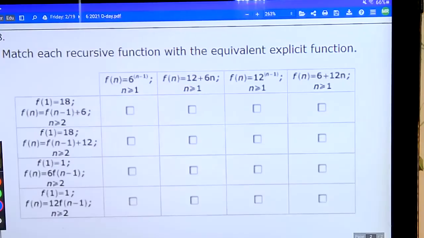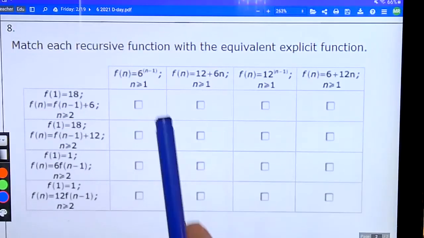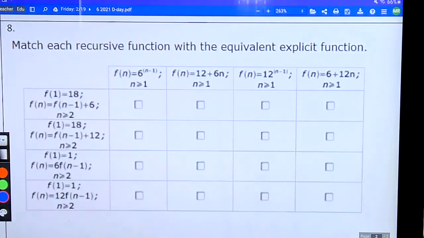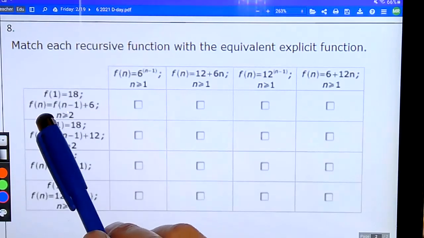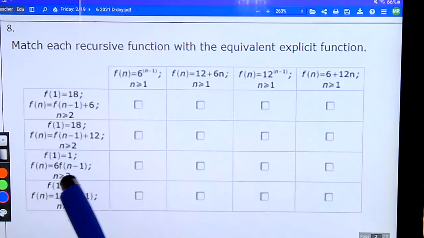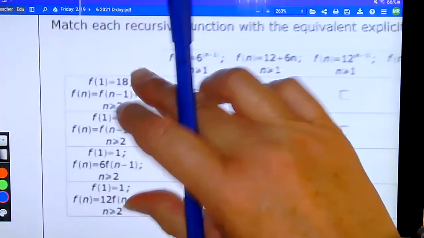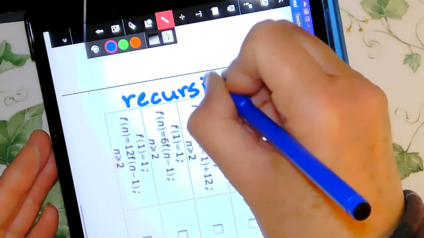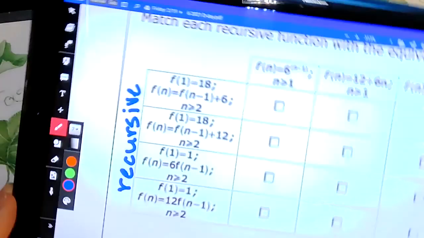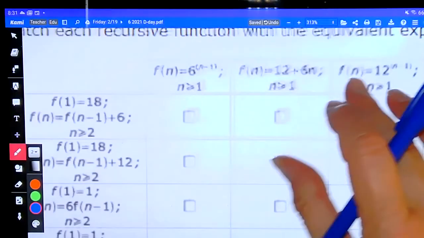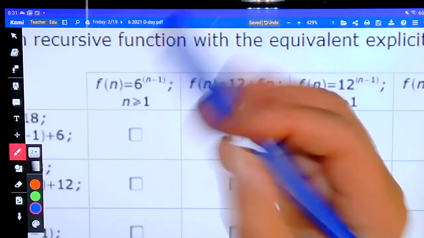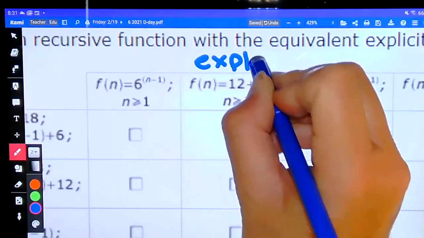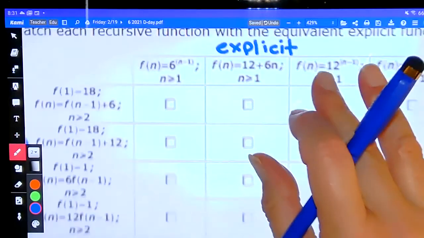So on this one, they want us to match the recursive function with the equivalent explicit function. Okay. So looking at these, you'll notice these ones are f of n minus 1. These are your recursive ones right here. So these ones here, I'm just going to write these ones. Here, I'm going to turn it so I can write better. This is our recursive ones. Okay, all of those are our recursive choices. And these ones that do not have the f of n, these are our explicit ones. And so we're trying to match which ones go with which.